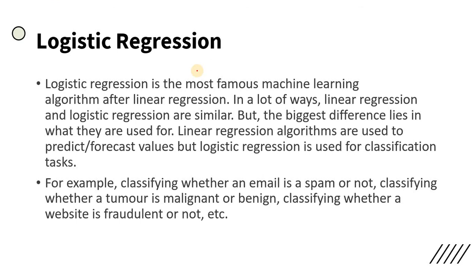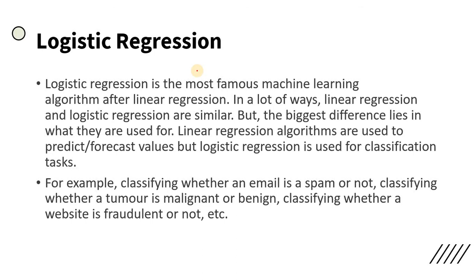Next is logistic regression. As we have seen, linear and nonlinear regression are both used for prediction, but logistic regression is used for the classification task. Logistic regression is the most famous machine learning algorithm after linear regression. In a lot of ways linear and logistic regression are similar, but the biggest difference lies in what they are used for. Linear regression algorithms are used to predict or forecast a value, but logistic regression is used for classification.